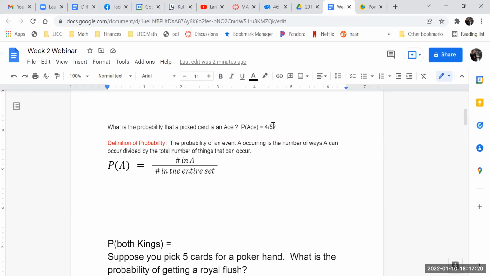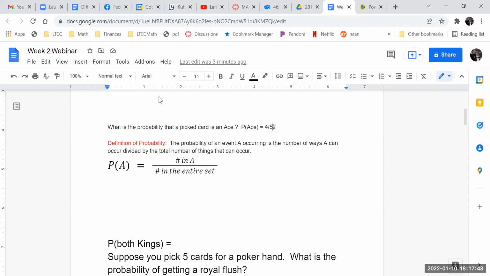Often, though, you need to put it as a decimal, and hopefully you know how to type in 4 divided by 52 in Google or whatever you use for your calculator, and it'll give you a decimal. And read the instructions on your assignments, because sometimes we'll say give 4 decimal places. If it says that, then you round to 4 decimal places. Any questions on that idea first?